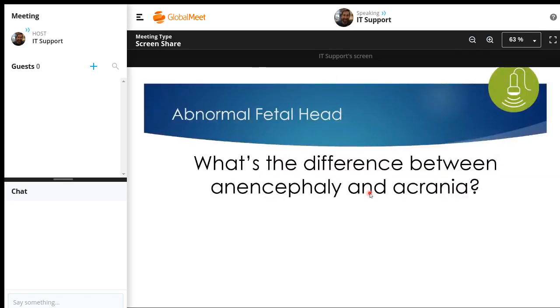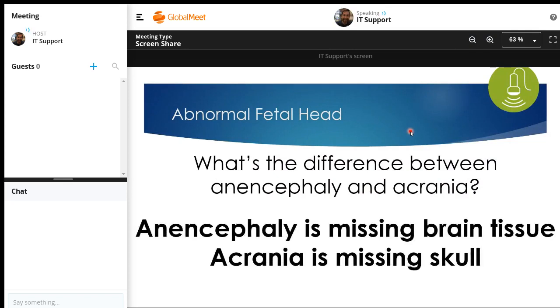So what's the difference between anencephaly and acrania? I was just saying this earlier. Anencephaly is missing brain tissue. Acrania is missing the skull. So acrania still has brain tissue, just missing the skull. Anencephaly is missing both brain tissue and the skull.